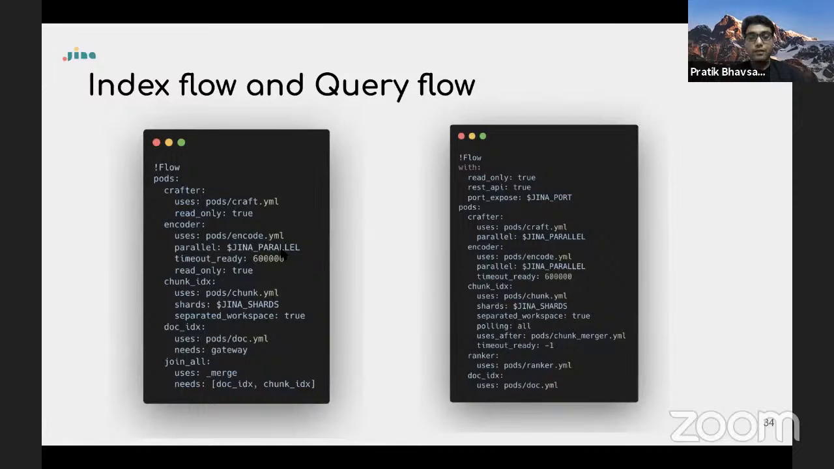we also have this environment variable Jina parallel. So if you put it one, it will be just one running. It will be running only one in the flow. If you put it two, there will be two. So you get higher availability and throughput also.